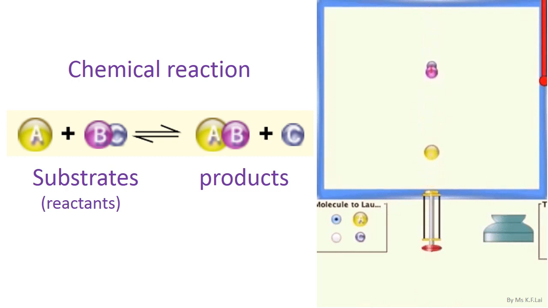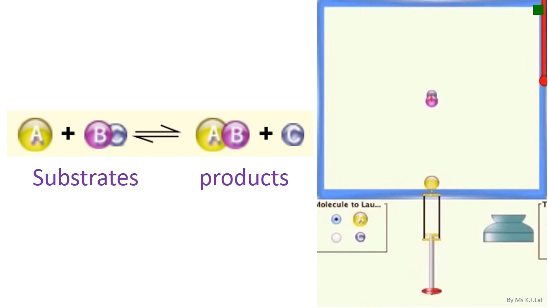When A collides with BC, if the collision is effective, BC will be broken down and A will link up with B, leaving C alone. To kickstart the reaction, we must first of all provide enough energy to the molecule A so that there will be a powerful collision to make the new products.